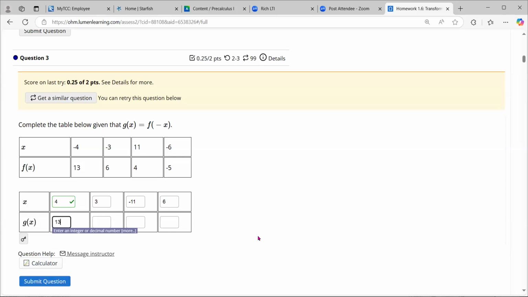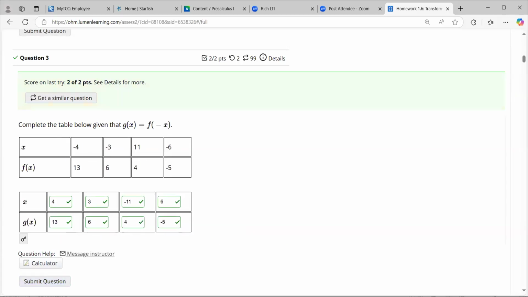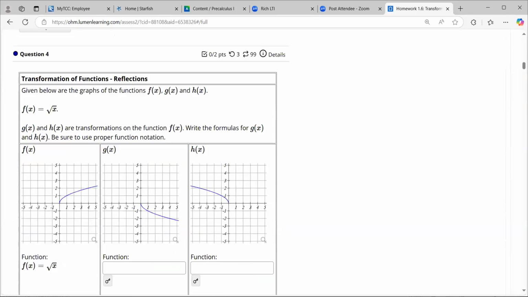13, 6, 4, -5. Okay, so submit, right? Number 4.